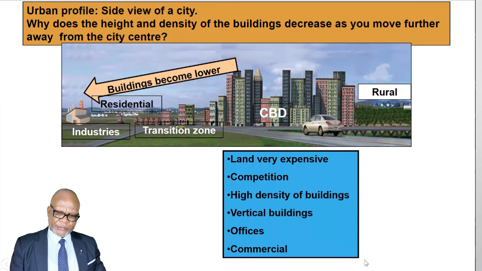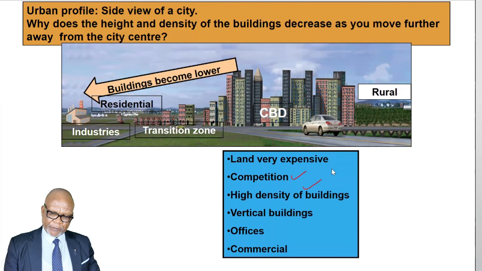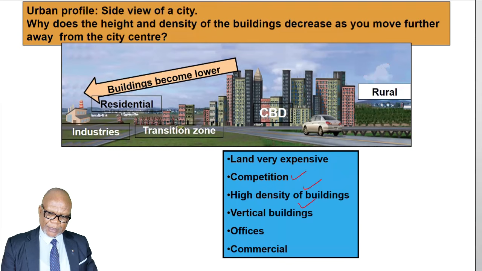Now, the land is very expensive in the city center. There is high competition in the city center. There is high density of buildings in the CBD. The buildings are built vertically. There are tall buildings there. Then there are more offices. And this is a commercial hub. The CBD is the commercial hub.